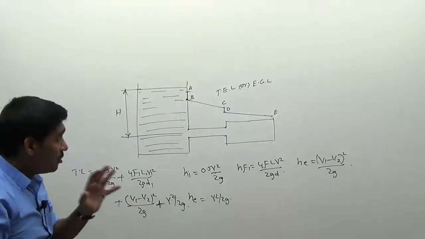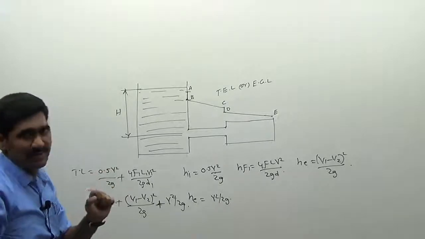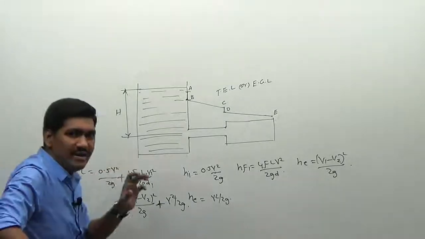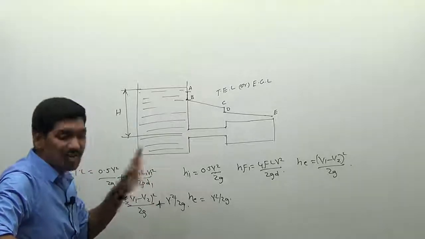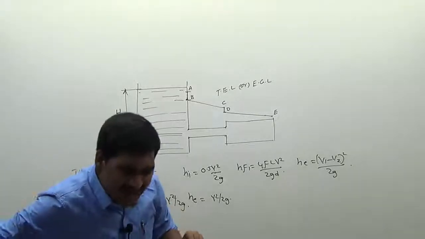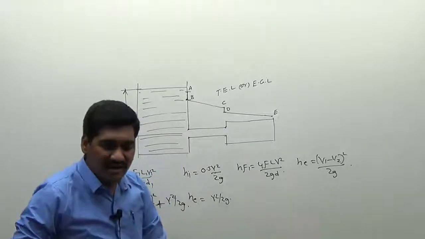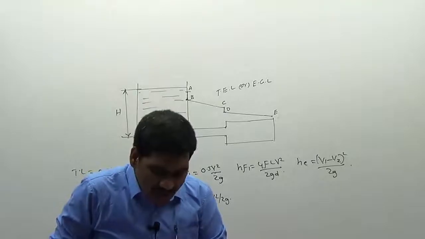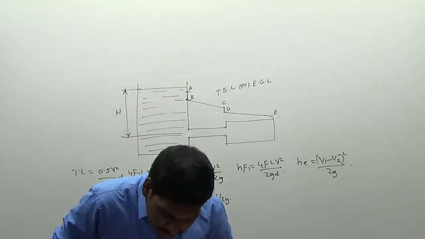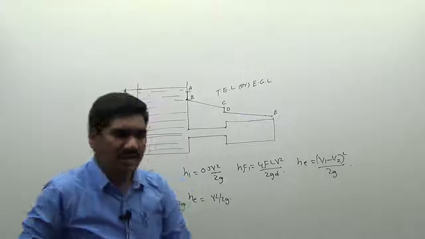Now what I want to do is draw the hydraulic gradient line. So how can we get the hydraulic gradient line? The hydraulic gradient line is the line which is obtained by removing the velocity head. So how can we determine the velocity head here? Now see, I am drawing the velocity head for you. Very important point I want to say.